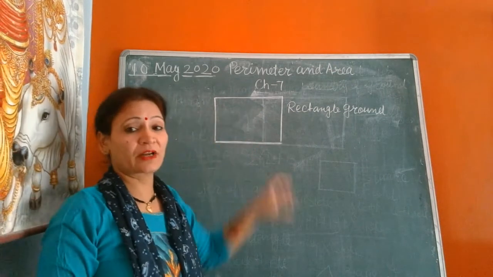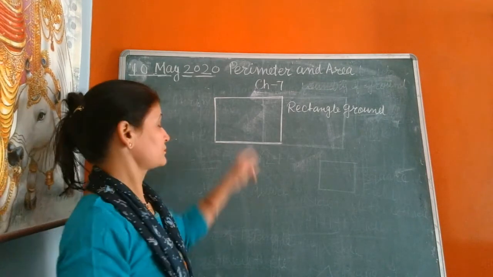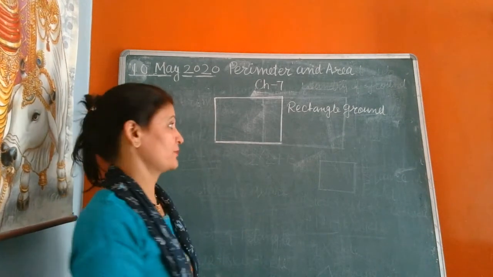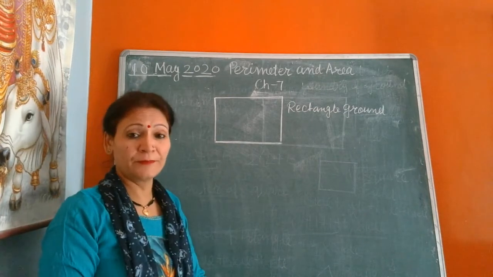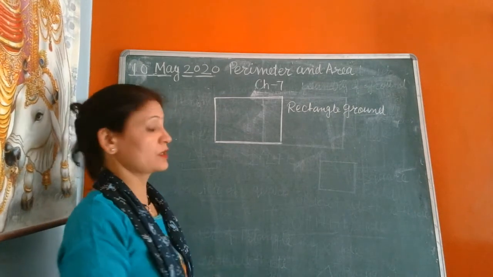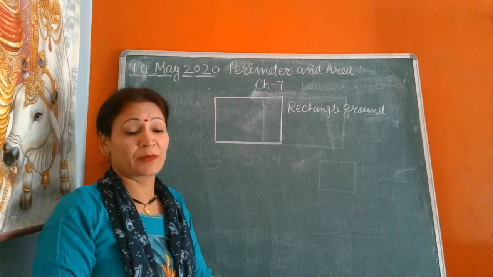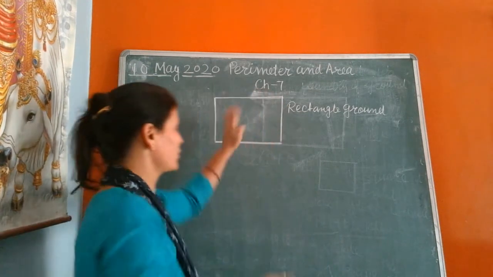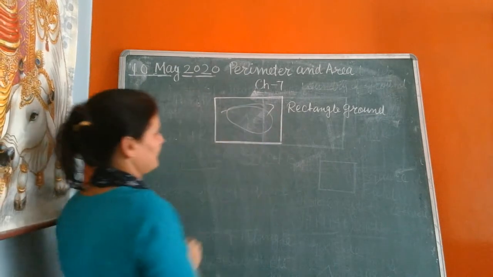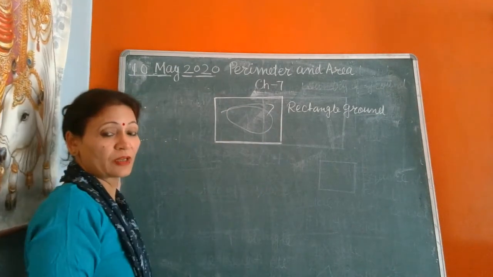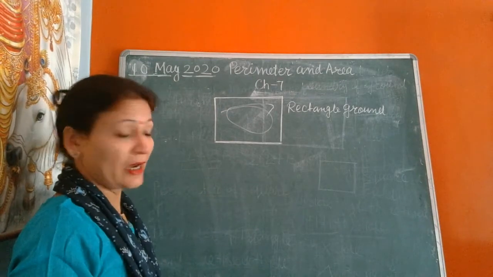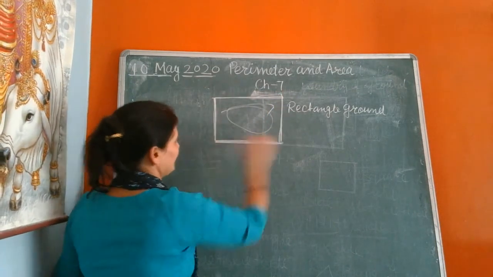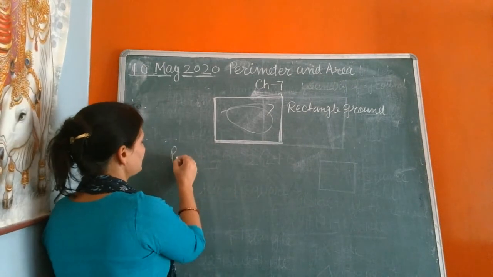The opposite sides of a rectangle are equal. Length and length, breadth and breadth. These are equal opposite sides. So, how to find the perimeter of the rectangle ground? Perimeter, what is perimeter? Boundary of any plane surface. Because a rectangle is a plane surface. So when we find the perimeter of the rectangle, we measure only the boundaries of the rectangle surface.